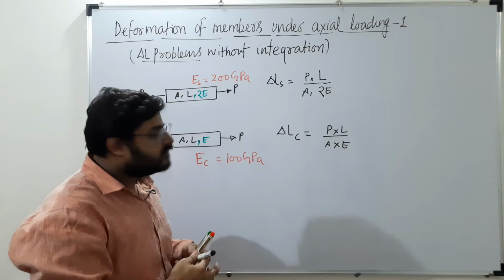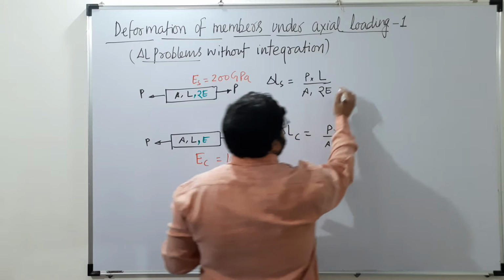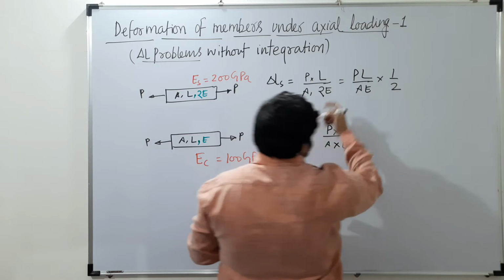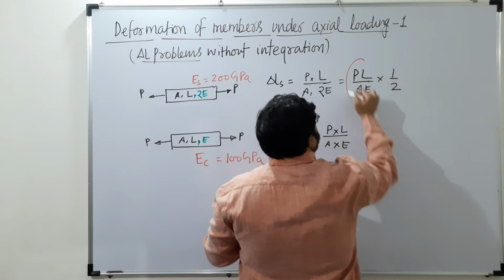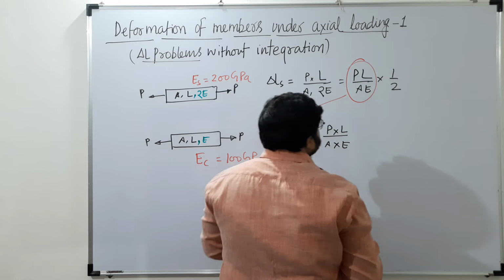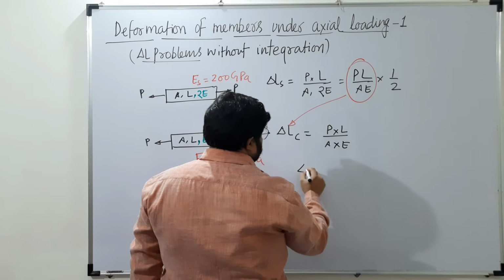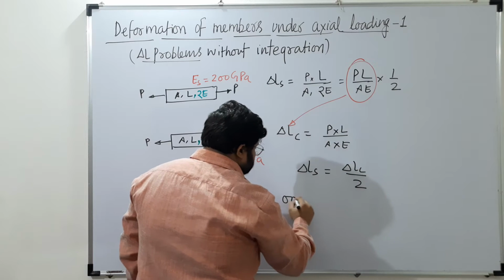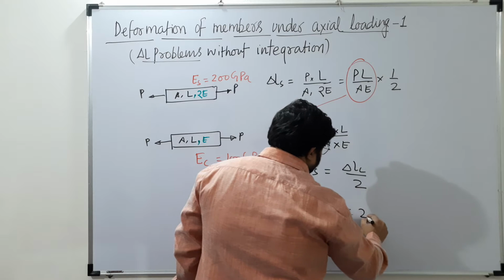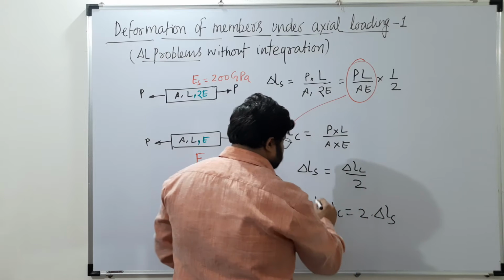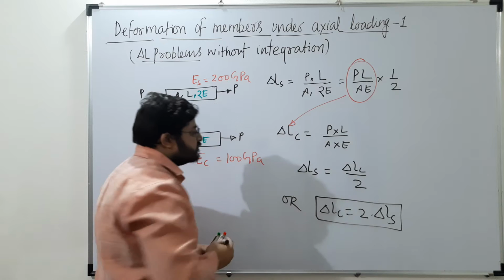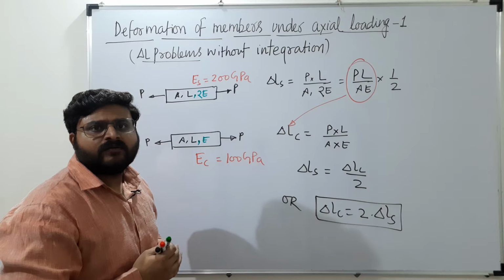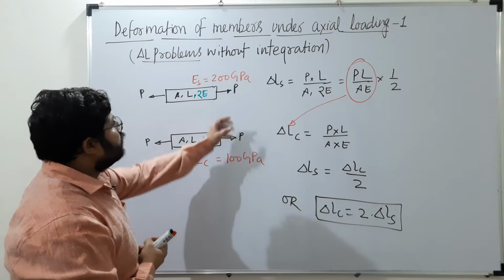So what we can conclude from here, look at this. This is PL upon AE multiplied by 1 by 2. And what is this term? This term is delta LC. So what we can write here? Delta LS is equal to delta LC by 2, or delta LC is equal to twice delta LS, right? We can write like this, right? Is it okay?